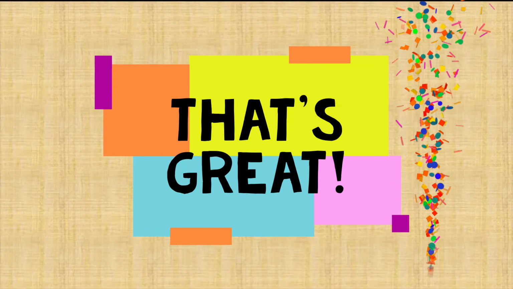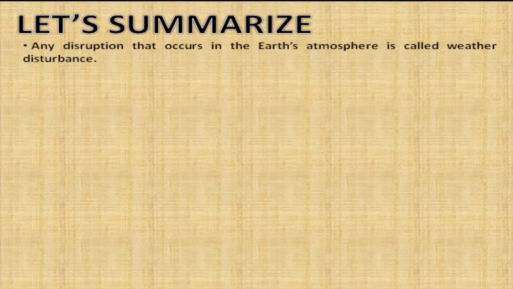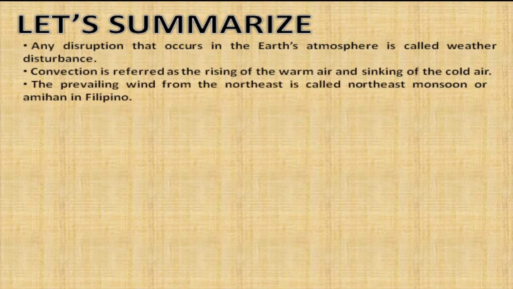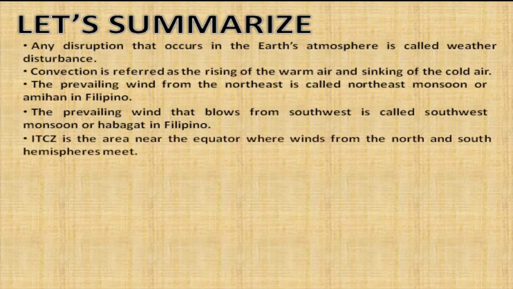Congratulations to those who are getting an excellent score. Now let us summarize what we have discussed in our lesson. Any disruption that occurs in the Earth's atmosphere is called weather disturbance. Convection is referred as the rising of the warm air and sinking of the cold air. The prevailing wind from the northeast is called northeast monsoon or amihan in Filipino. The prevailing wind that blows from southwest is called southwest monsoon or habagat in Filipino. The ITCZ is the area near the equator where winds from the north and south hemispheres meet.